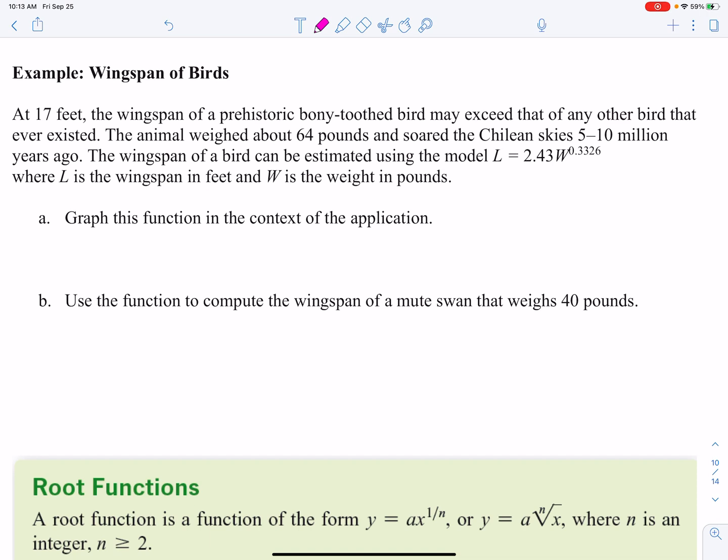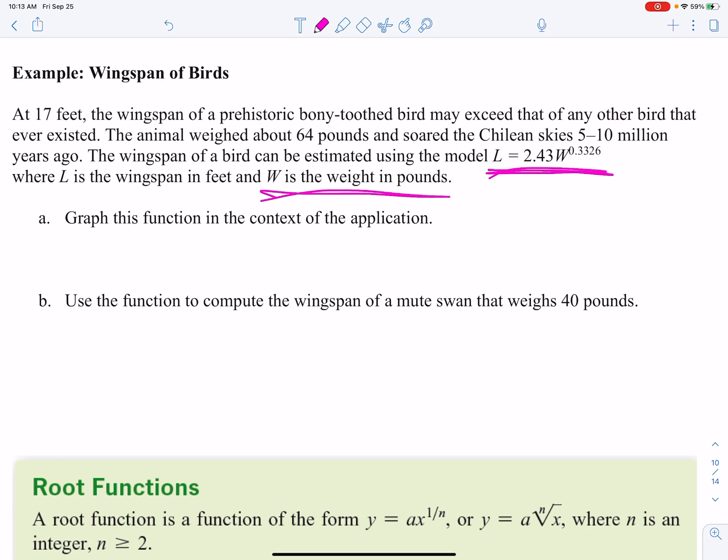At 17 feet, the wingspan of a prehistoric bony-toothed bird may exceed that of any other bird that existed. The animal weighed about 64 pounds and soared the Chilean skies 5 to 10 million years ago. The wingspan of a bird can be estimated by this model here. Length equals 2.43 times the weight, W for weight, to the 0.3326 power.